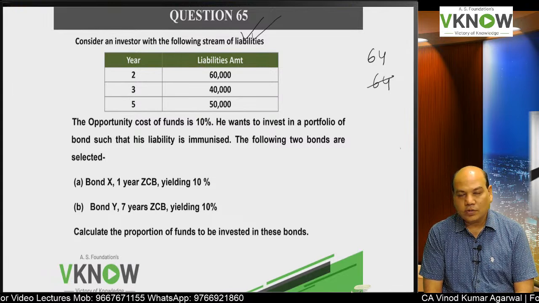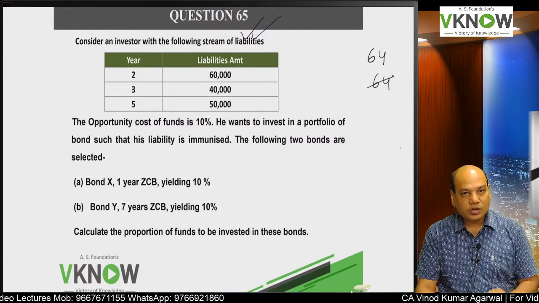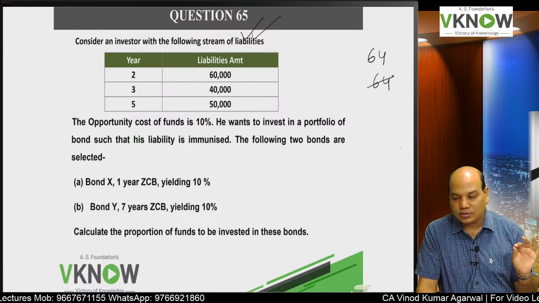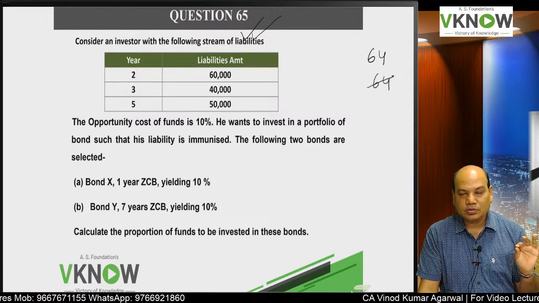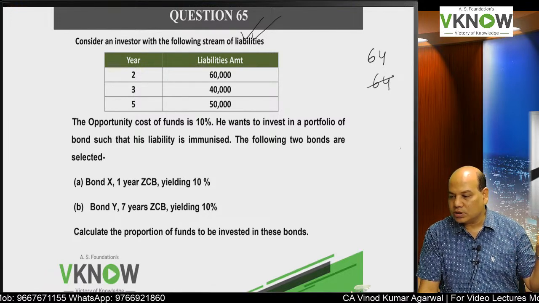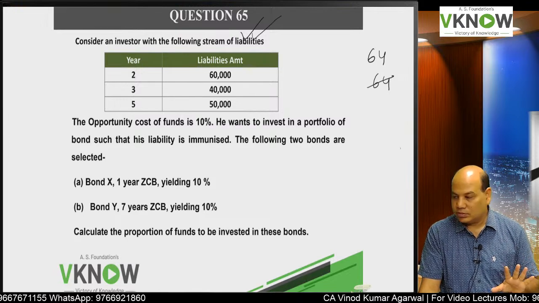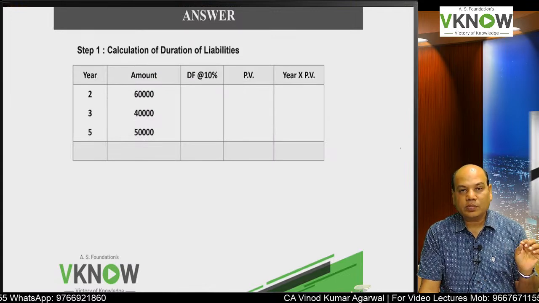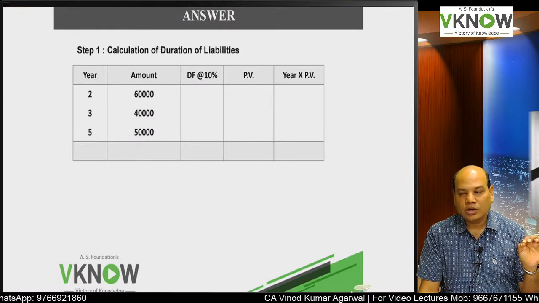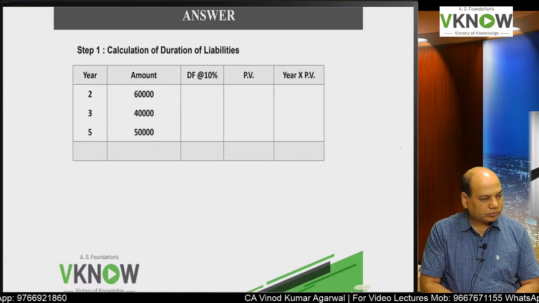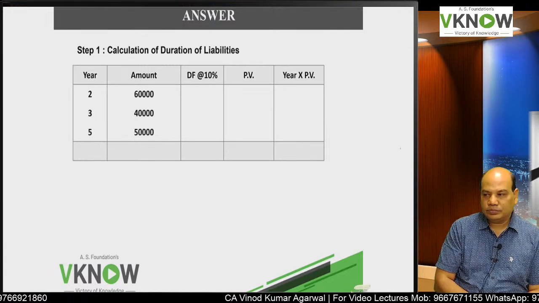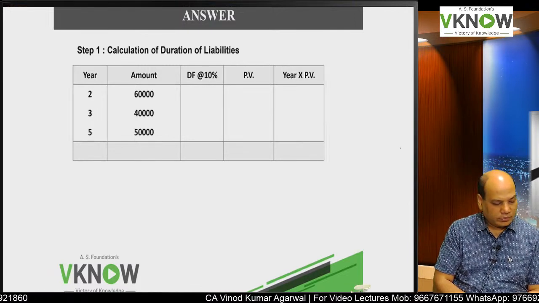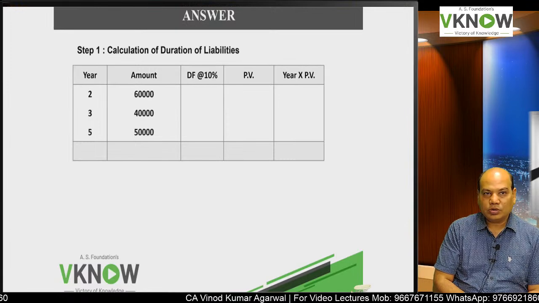Calculate the proportion of funds to be invested in each bond. This time you don't have to prove anything. We just need to find out the proportion to be invested in bond X and bond Y. Same problem, just one more quick practice. Step 1 will be finding the duration of liabilities. Write down, step 1, this is for extra practice. Calculation of duration of liabilities.